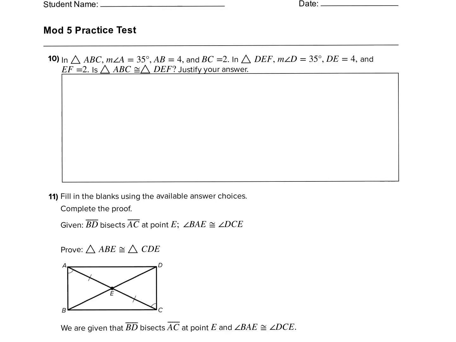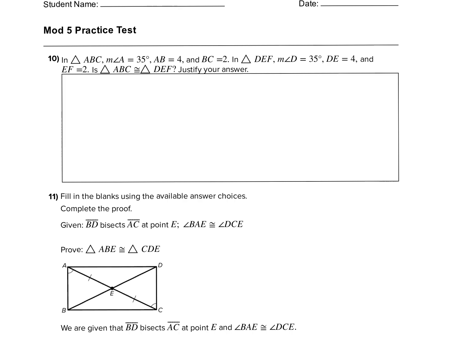Question number 10 also deals with our triangle congruence theorems that we've learned. So here, triangle ABC, angle A is 35, AB is 4, BC is 2. In triangle DEF, angle D is 35 degrees, DE is 4, and EF is 2. Is triangle ABC congruent to DEF?